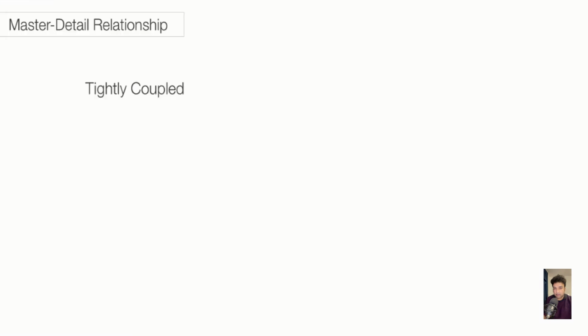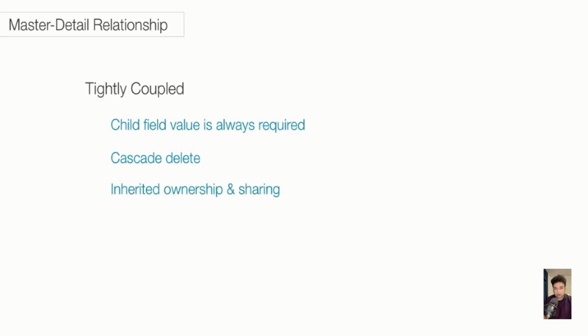A master detail relationship is a relationship where two objects are tightly coupled. You have a cascade delete effect. That means when you delete a parent record, the child record is deleted. Also, the child record inherits ownership from the parent. And you can create a maximum of 2 master detail relationships per object.